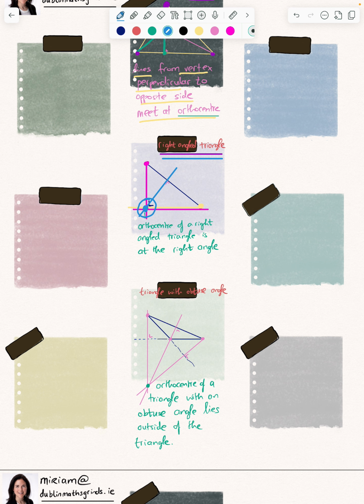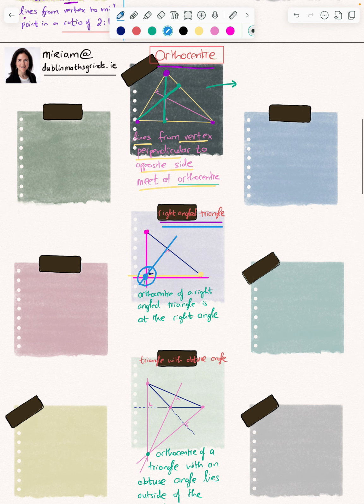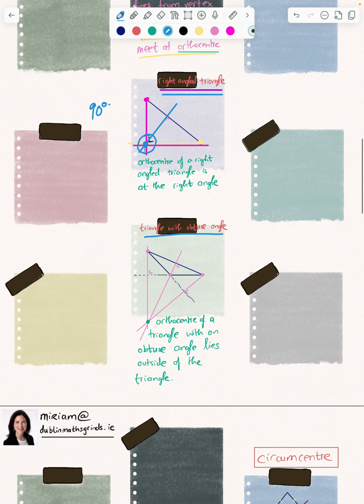And then, like I've drawn above, a triangle with no obtuse angles. So this one up here had no obtuse angles. Here we have a 90-degree angle. And what about a triangle with an obtuse angle? And the fact is, the orthocentre will lie outside of the triangle with an obtuse angle. So the triangle I'm focusing on here is this navy one.